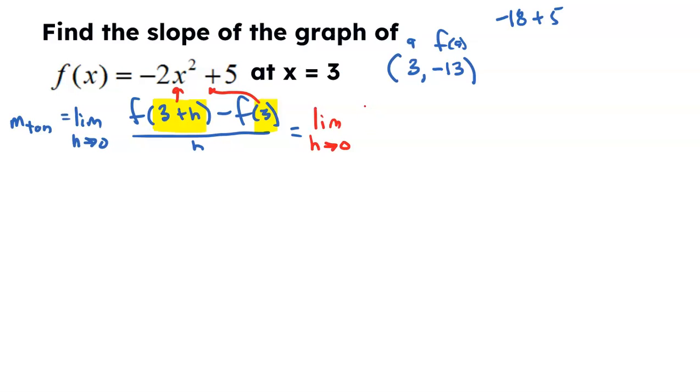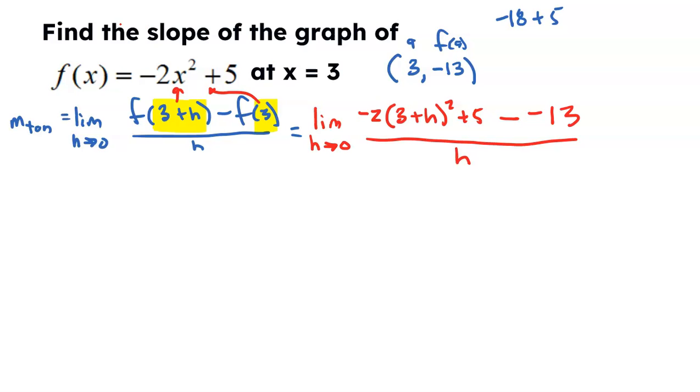Let's see, you're plugging 3 plus h in, that's going to be negative 2 times (3 plus h) squared plus 5 minus, well, I already know what happens when you plug 3 in. Again, I've already done it. We get a negative 13 when we plug 3 into the function, all divided by h. Now, once again, you could try direct substitution right now, plugging in a 0 for h, but you're going to get a 0 divided by 0.